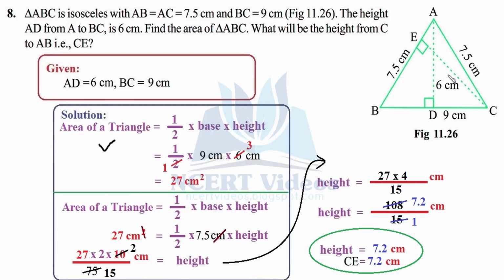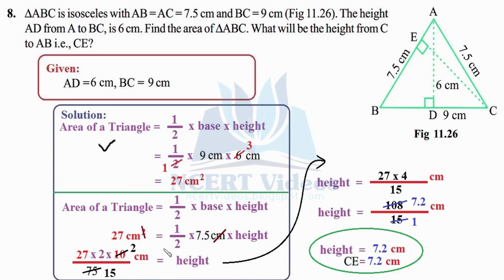This time this will be your altitude or height. Base will be the measure of AB, that is 7.5 centimeter. Now area of triangle equals half into base into height. Just putting the values. Area of triangle we have deduced in the previous part, 27 centimeters square. Half as it is, into base, which is 7.5 centimeter this time, into height, which is EC. You can also write it as EC, but we are taking height and at last we are going to write it as EC or CE, both are same.